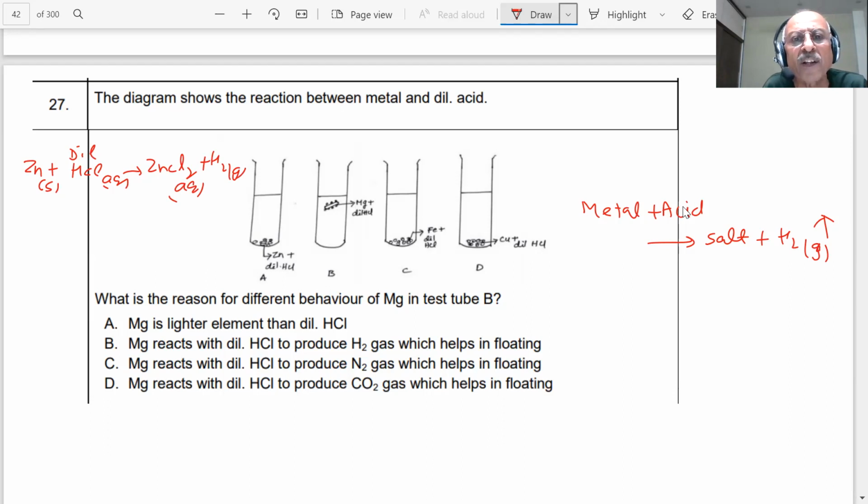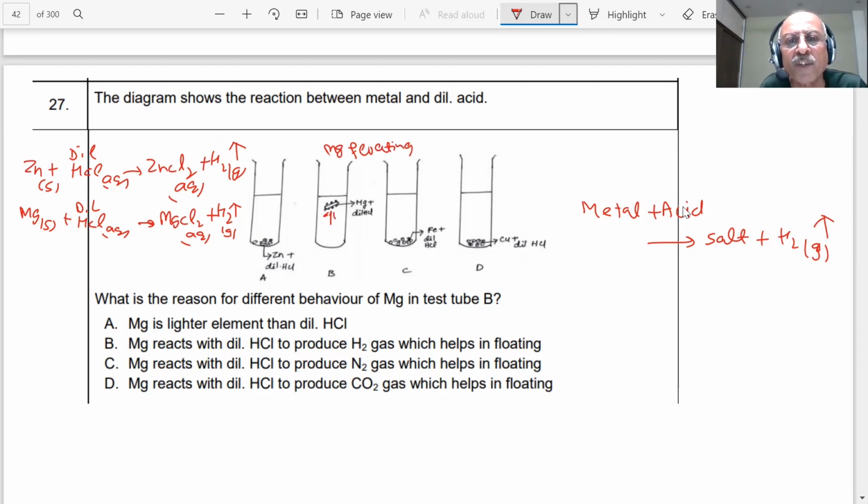Here what is happening? Magnesium is reacting with the dilute HCl. If magnesium reacts with the dilute HCl, what is the result, student? You will get MgCl2 and hydrogen gas. And hydrogen gas goes up, student. These are the bubbles of hydrogen gas. And as you can see here, the magnesium is floating. As you can see here, zinc is not floating.